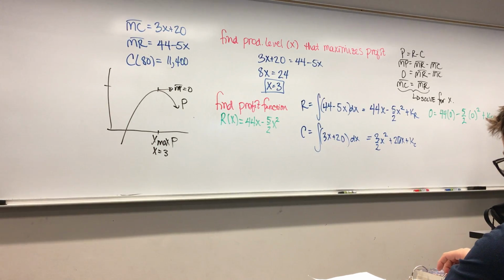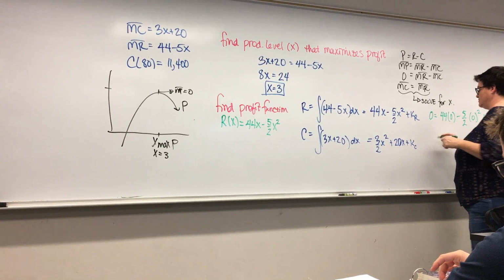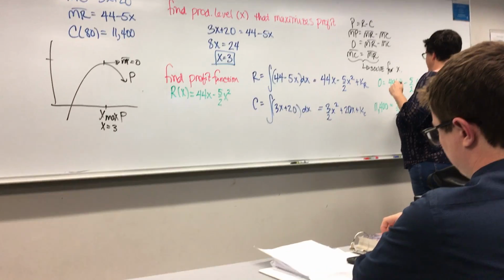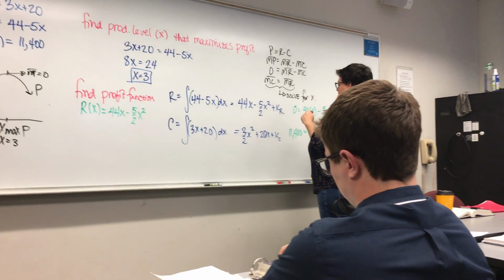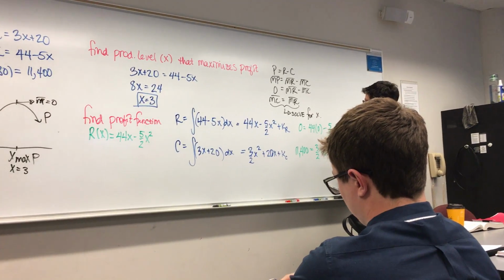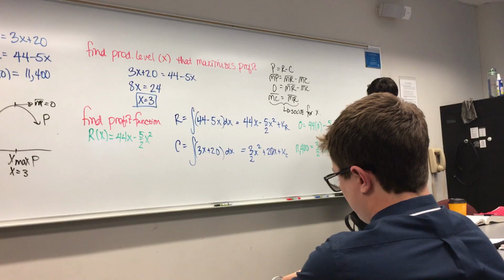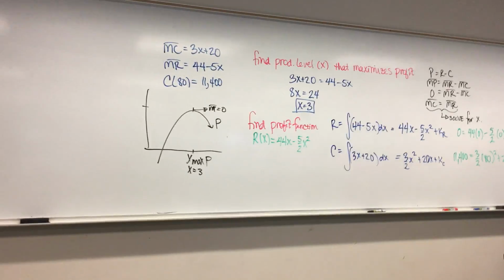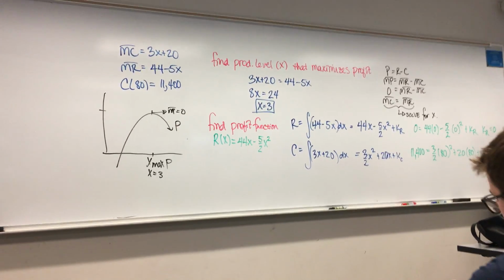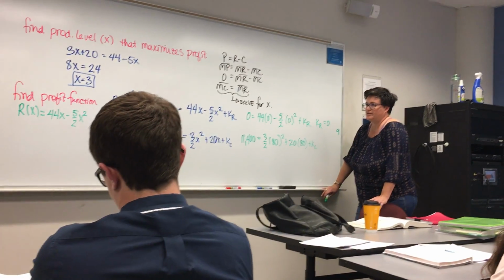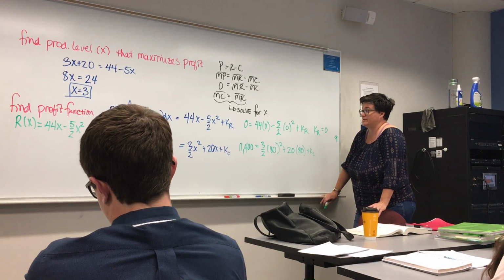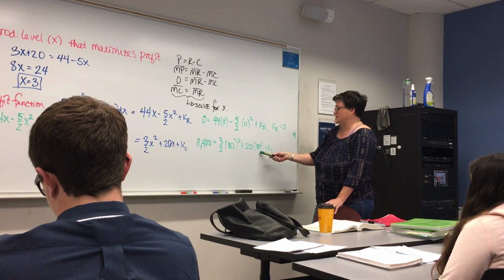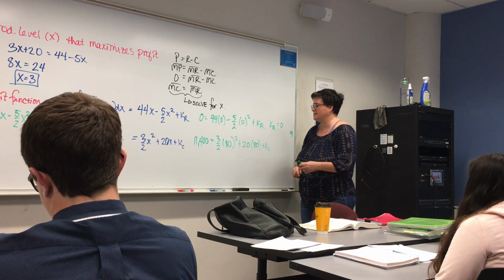Equals 3 halves times 80 squared plus 20 times 80 plus k sub c. Let's see if I can do this in my head. 6,400 divided by 2 is 3,200, times 3 is 9,600. 9,600 plus, no, I'm not gonna do it in my head.